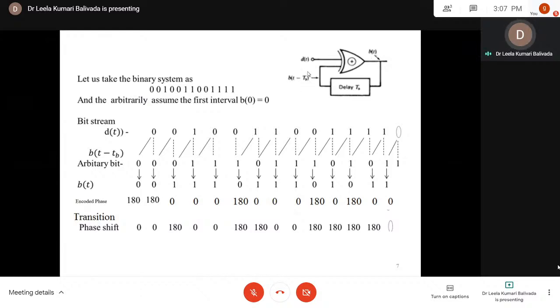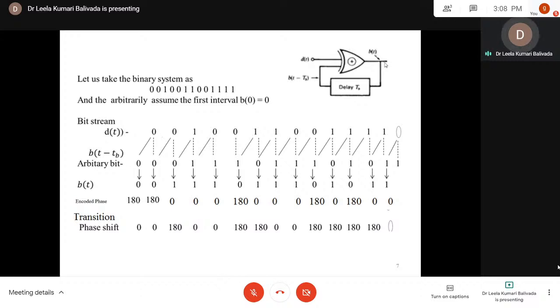and arbitrarily assume the first interval B of 0. So let us assume that B of 0 is equal to 0. We have to arbitrarily assume the first interval B of 0, which must be either 0 or 1. Since there are only two possibilities, our result is valid quite generally. So if the first bit is 0, the data bit is 0 and the arbitrary bit is 0, we have assumed that B of 0 is equal to 0.